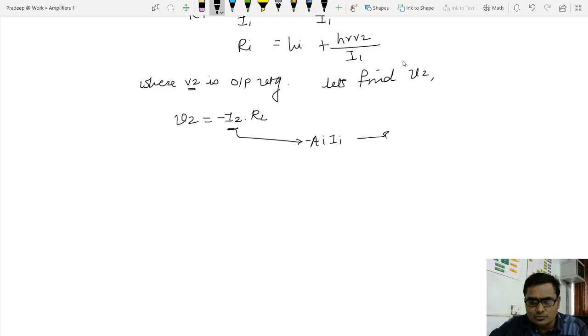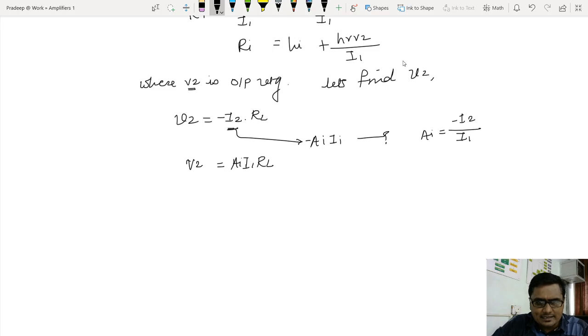How? Now if you don't know this, let me write AI. We have this equation, AI is equals to minus I2 divided by I1. So if AI is equals to minus I2 divided by I1, then minus I2 is equals to AI multiplied by I1. So if I put it here, then the value of V2 will become AI I1 RL. So I will write AI I1 multiplied by RL. That's the value of V2 I am getting.